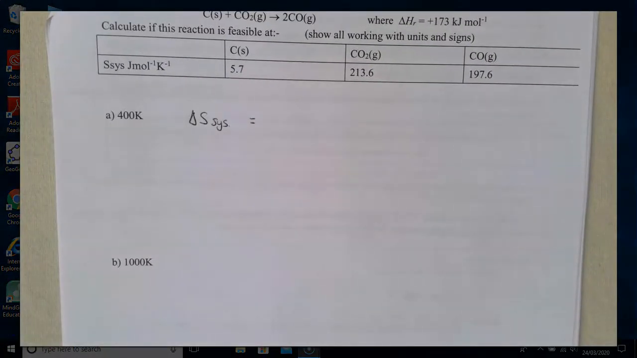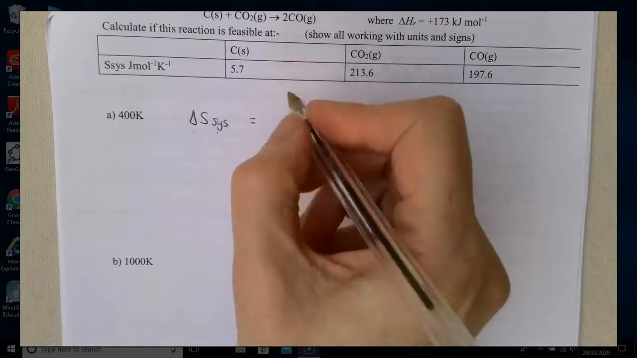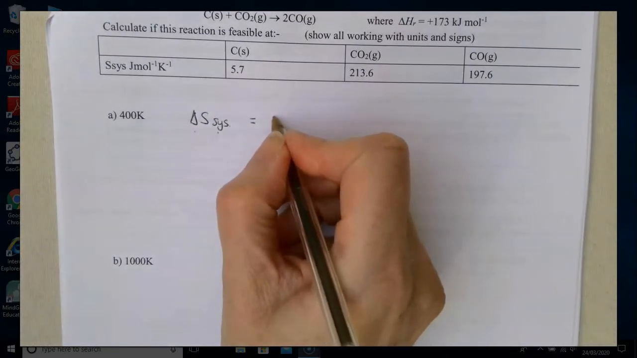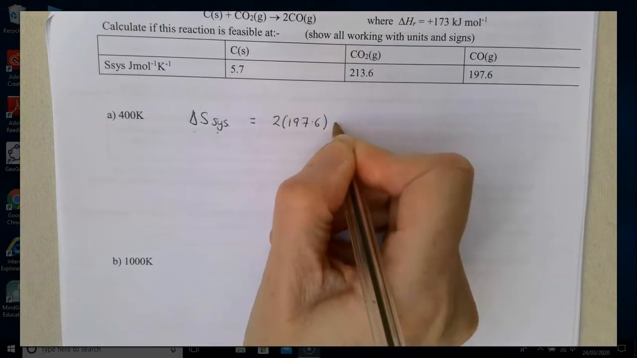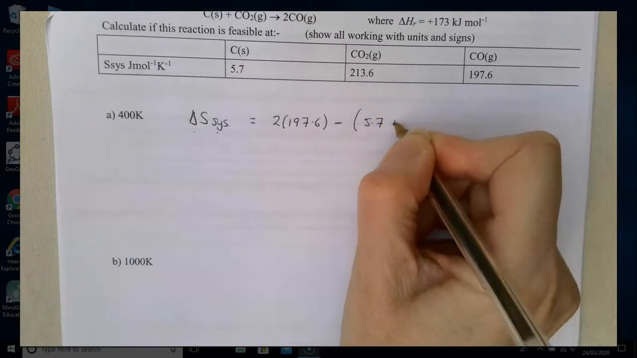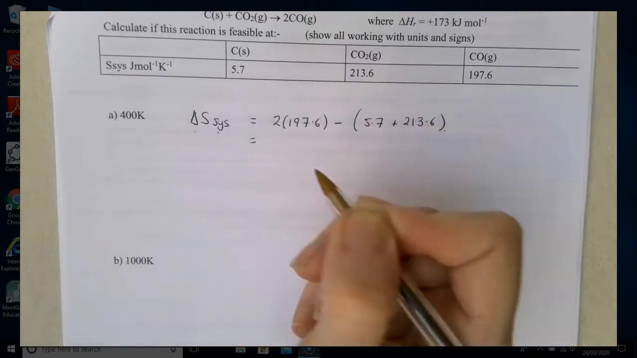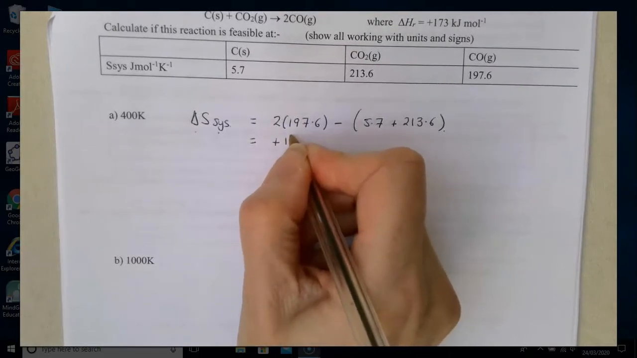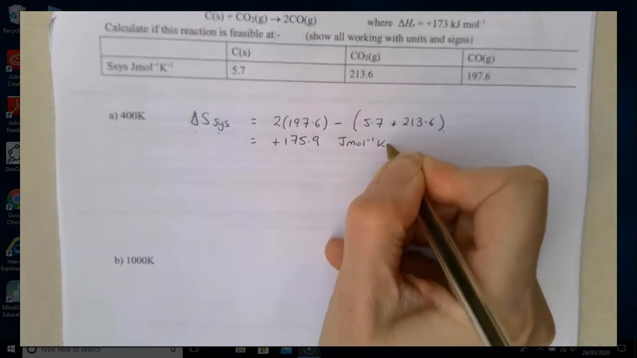And I hope you've had a go at those A and B on that page. So I'm just going to go through them in a little bit more detail. So at 400K, we're going to work out our delta S system. And that's going to be 2 lots of my carbon monoxide, so that's 2 lots of 197.6. Take away a carbon, which is 5.7, and carbon dioxide, which is 213.6. Okay, and if I plug this into my calculator, I get plus 175.9, again, joules per mole per Kelvin.